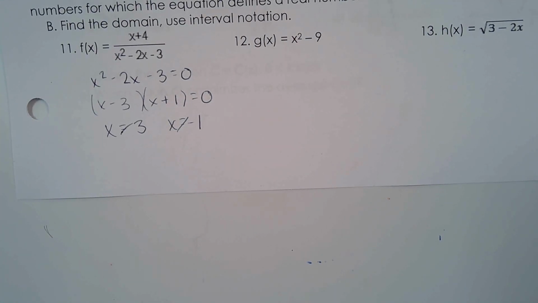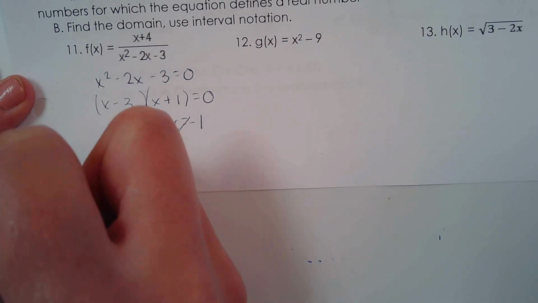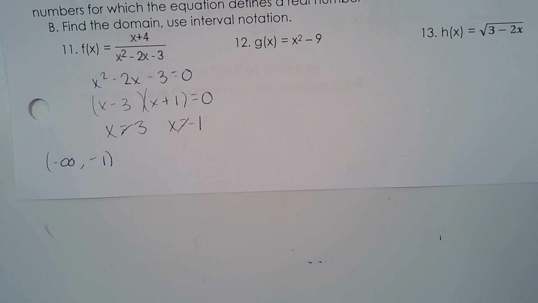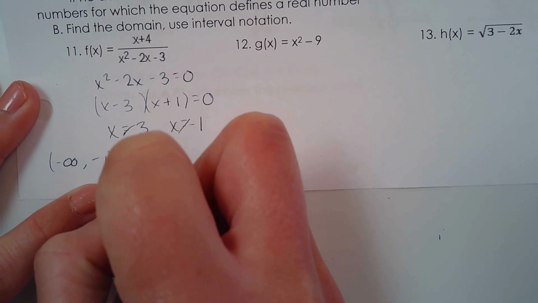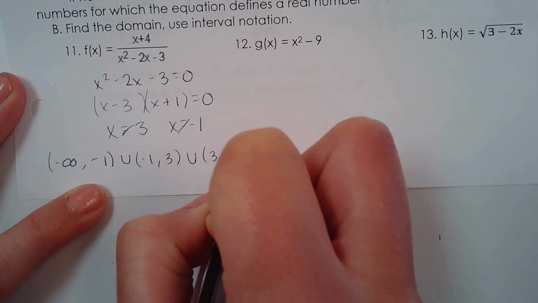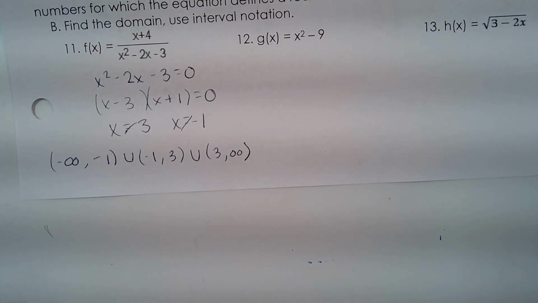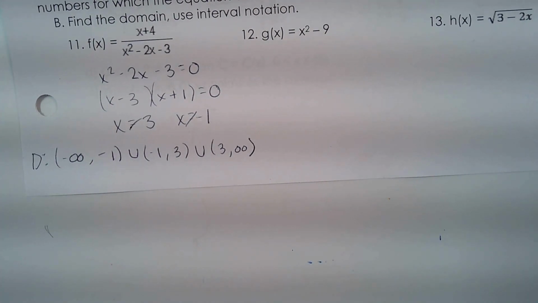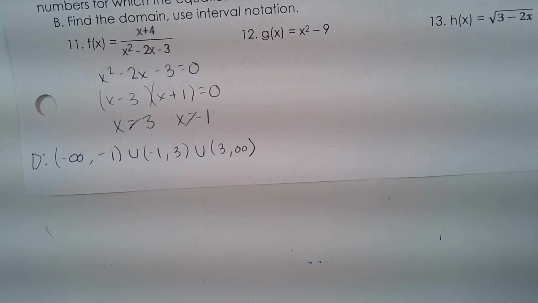So if we're saying that our domain is going to be everything except for negative 1 and 3, we'll say we're going to go from negative infinity to negative 1. And do you remember how we join union? So then we'll go negative 1 to 3, and then 3 to positive infinity. And that would be like how you write your domain formally. So you could say domain equals all that stuff. Questions? Alrighty.